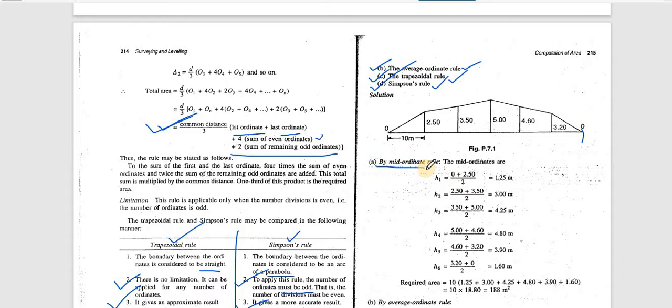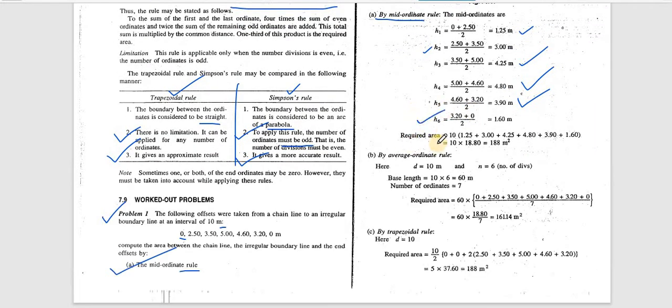The mid-ordinate rule is nothing but finding the average of each pair of values. So h1 is 0 plus 2.50 divided by 2, which gives the first height. 2.5 plus 3.5 divided by 2 gives the second height. 3.5 plus 5 divided by 2 gives the third height. Then 5 plus 4.6 divided by 2, 4.6 plus 3.2 divided by 2, and the last one 3.2 plus 0 divided by 2, h6. The required area is 10 multiplied by the summation of these heights.